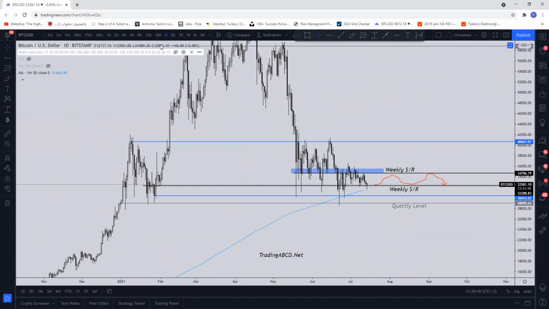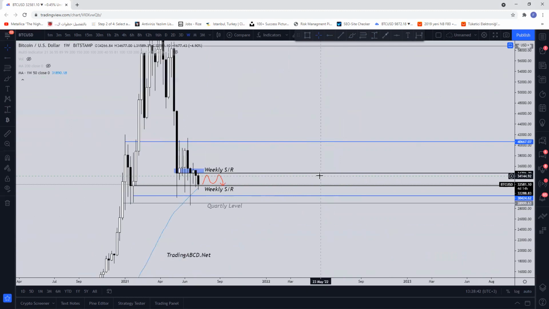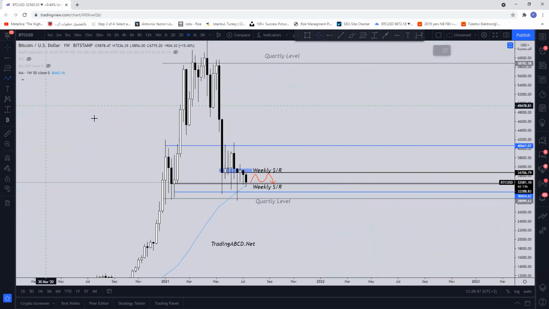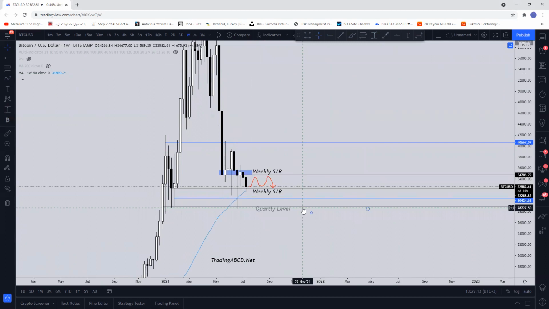But till then, we are still playing these levels one by one, and we have the MA50 here, and this suggests us to go first at least to 40K before considering more downtrend. Now, for trading, longs are preferred once we flip 34.7. Shorts are preferred once we weekly close below the lower weekly level to target the daily and the quarterly levels below.